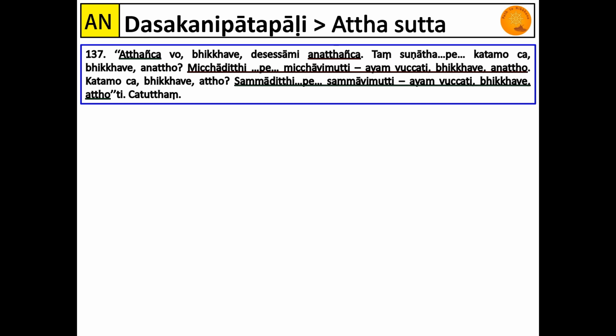They are up to vimukti, samma vimukti. Ayang uchchati bhikkhave atto. Those are the important things. Those are the valuable things. So they are talking about this in the Attha Sutra, right?